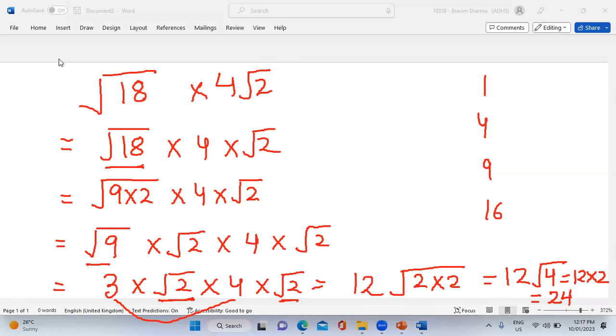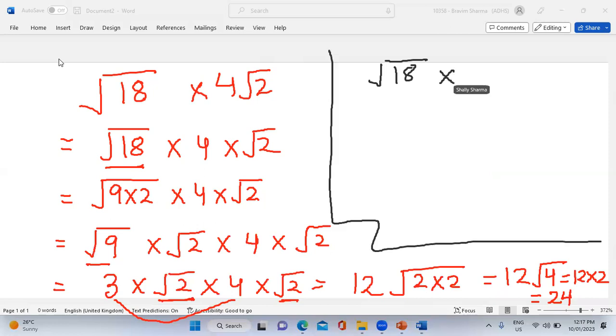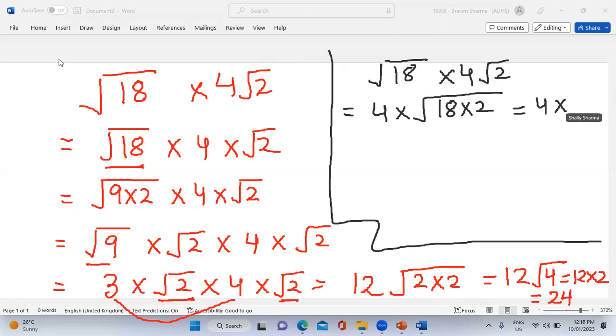Now, second way, if I have to do the same question, what I can do is first multiply these numbers. So we have square root of 18, this is the second method, times 4 square root 2. I can write it as 4 times square root of 18 times 2. I kept the third part together, which is equivalent to 4 times square root of 36. And I know that square root of 36 is equivalent to 6. So 4 times 6, which is 24.